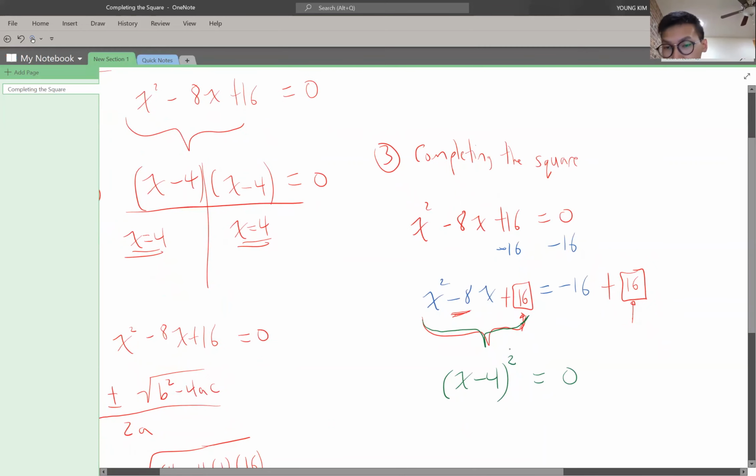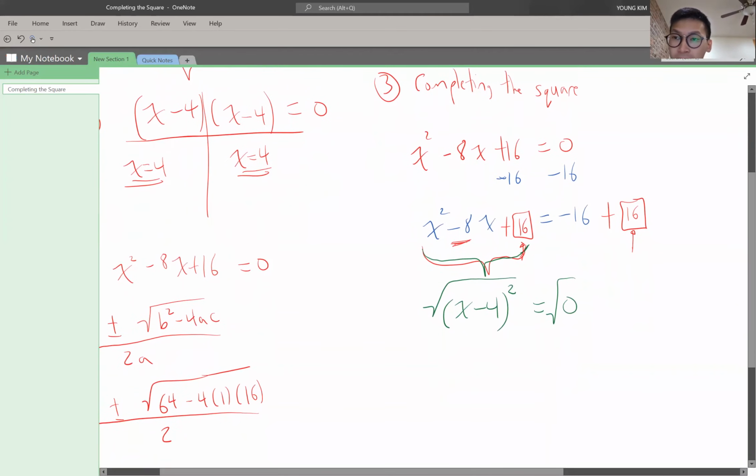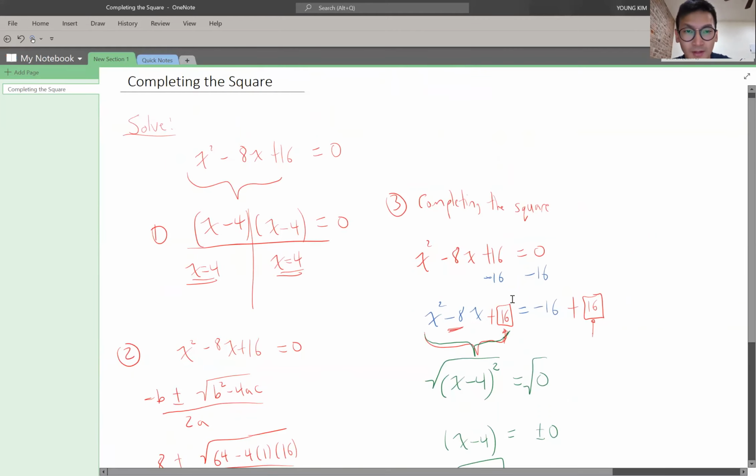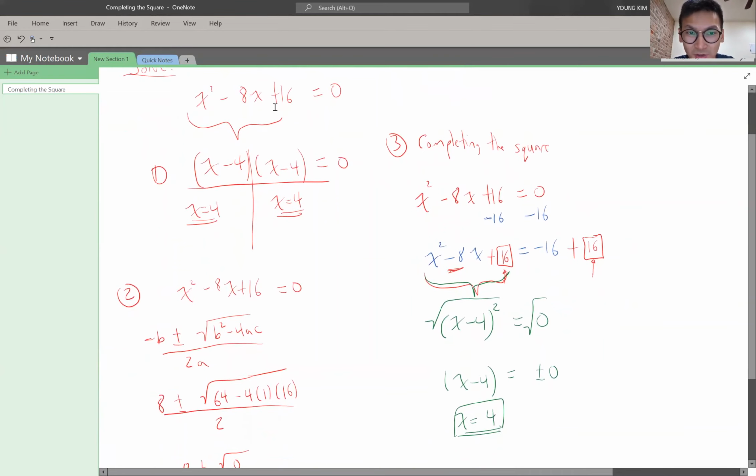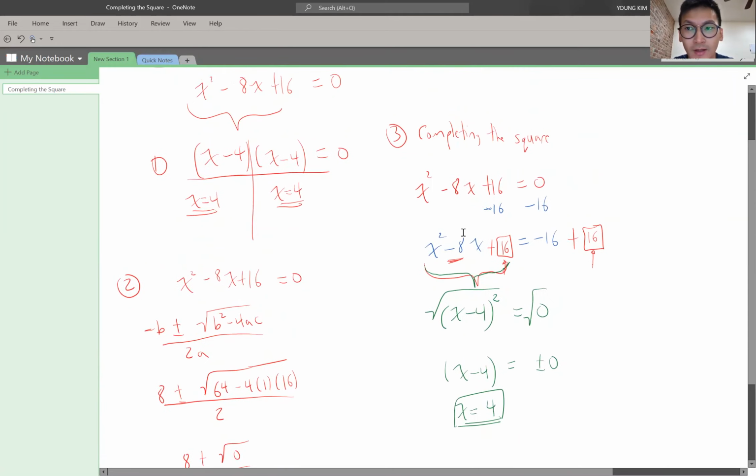And then from there, you take the square root of both sides, and that's going to undo the squaring, right? So that means x minus 4 is equal to plus or minus the square root of 0, which is 0. And then once again, you get x equals 4 repeated twice, plus 0, minus 0, right? So yeah, just three different ways of solving the same problem. I know this wasn't that interesting because this quadratic was kind of simple, but you could use this trick for other quadratics, okay?